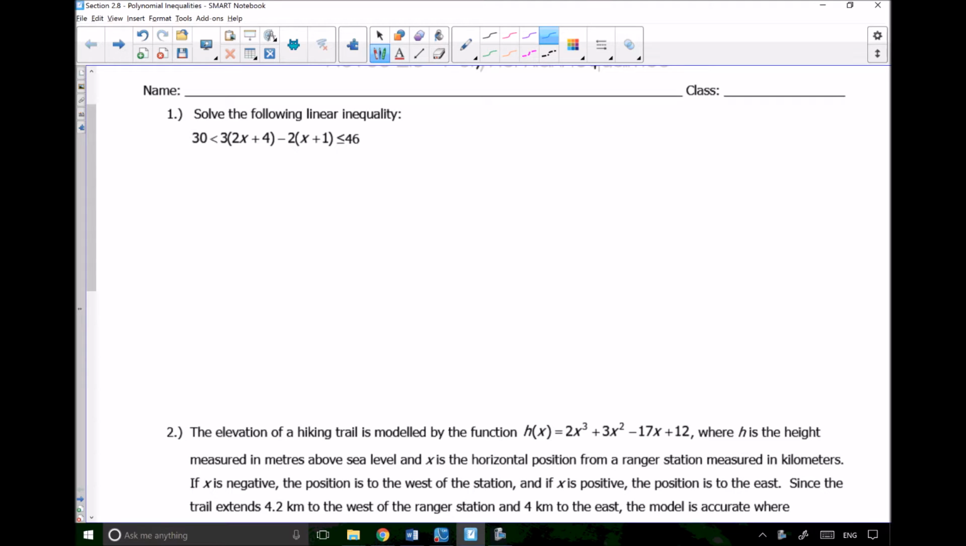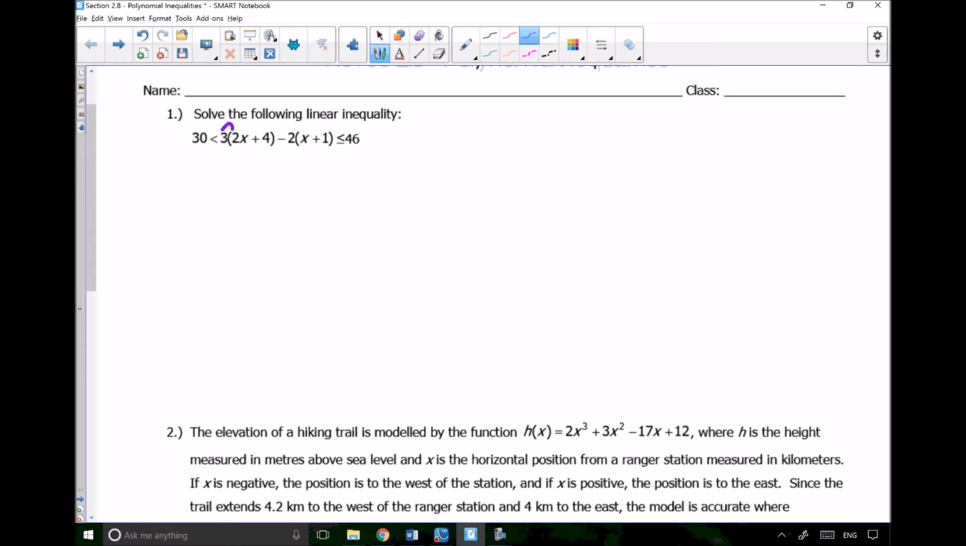So let's take a look at our first example here. Solve the following linear inequality. If I have this piece right here, this is essentially saying that I've got one inequality here, and I also have another inequality here. However, I can be pretty efficient with my way of solving, and I can solve it all at once if it's a compound inequality like this. So let's go ahead and solve this problem.